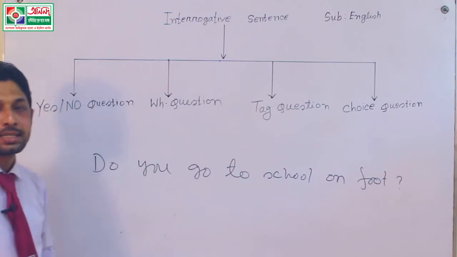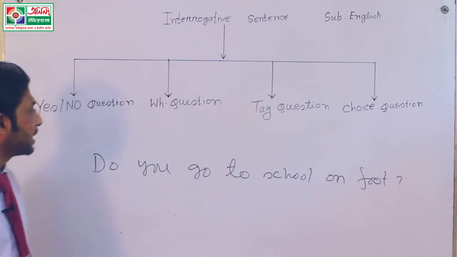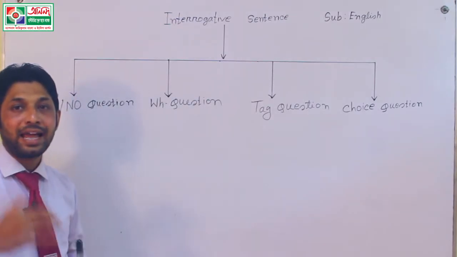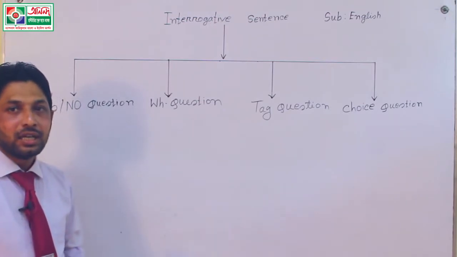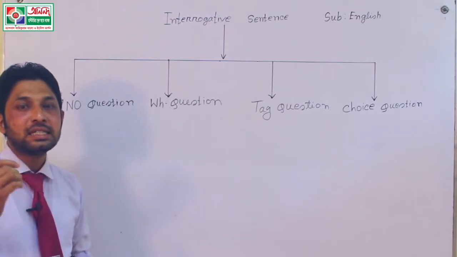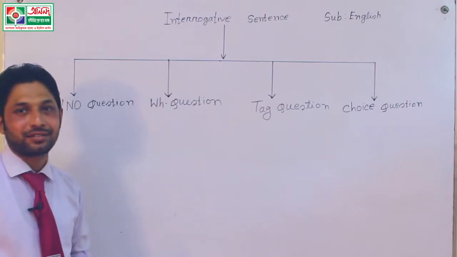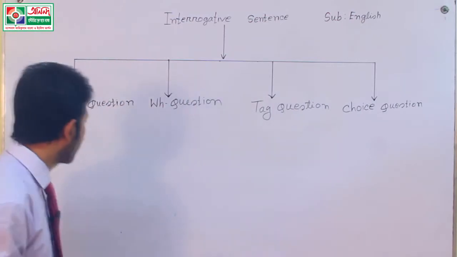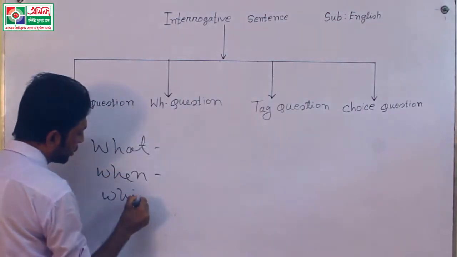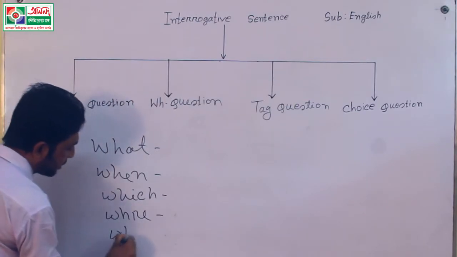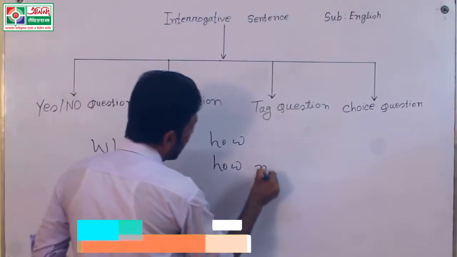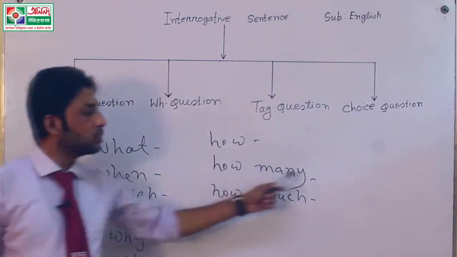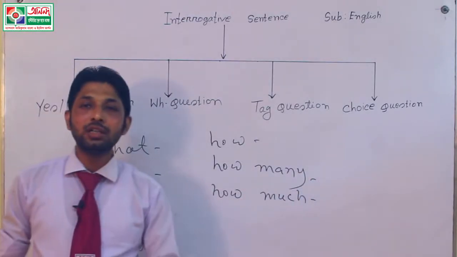Now I am going to discuss another type of interrogative sentence, that is WH question. The answer to the WH question has to be explained. That means the response to this question is an appropriate answer, and we have to use specific words like what, when, which, where, why, who, how many, how much, etc. And how many is used for countable nouns and how much is used for uncountable nouns.